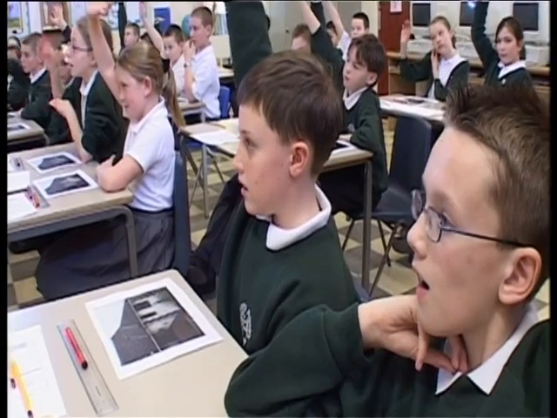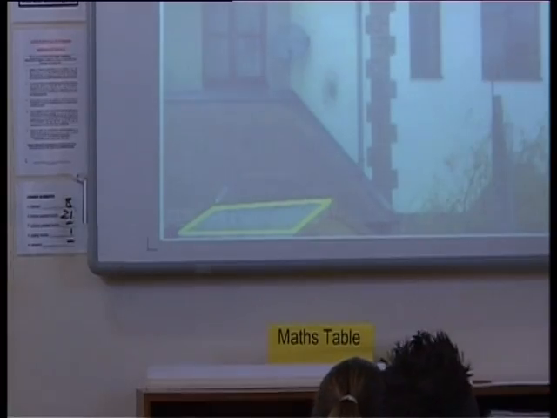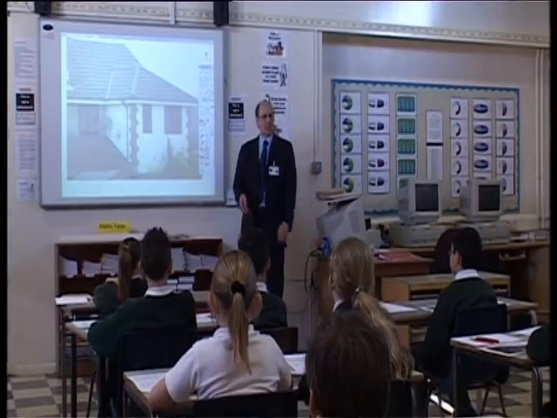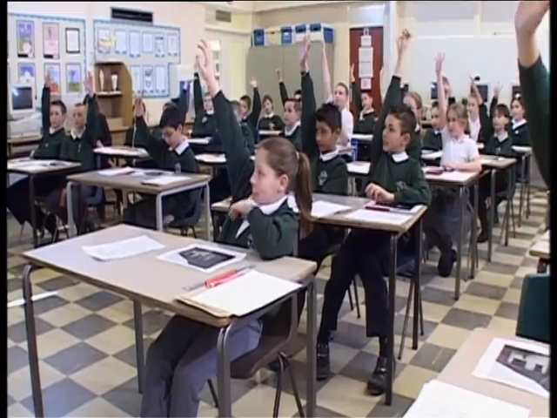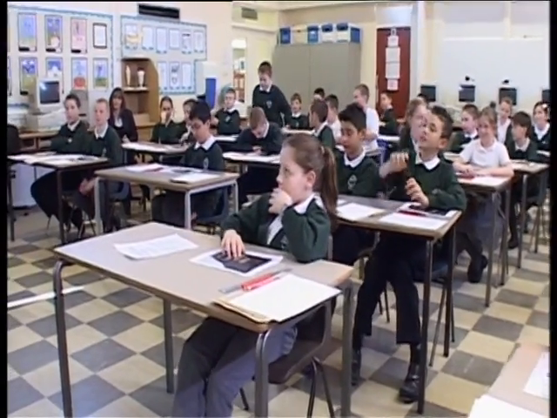Sharp? It has 2 pairs of parallel sides. Yes, it has 2 pairs of parallel sides. Can we begin to give it a name? James? It's a parallelogram. Good, it's a parallelogram. Who else wants to come out and draw their shape on the whiteboard? Jack, come and draw yours.